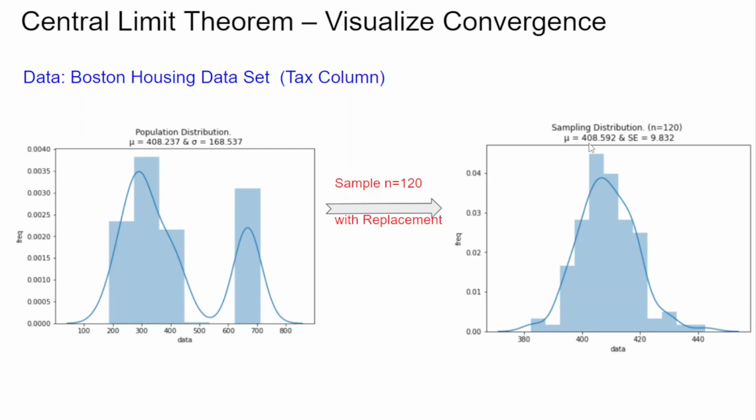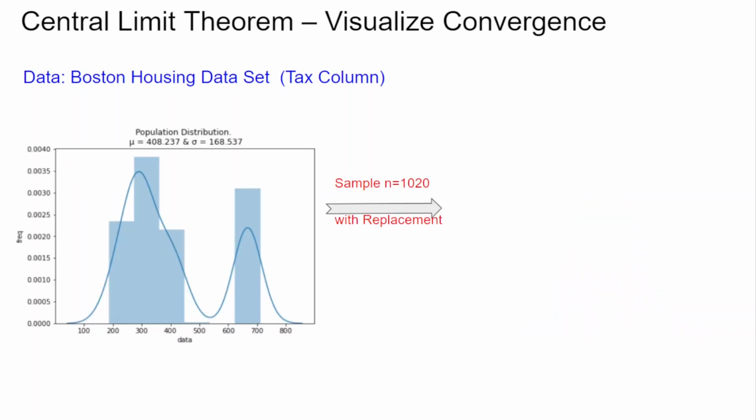And let's see this. The mean has already started converging. 408.59. Earlier, it was 410. Now it's 408. Let's see. Let's increase this more and see how it plays out. Now we take it up more. N equal to 1020.